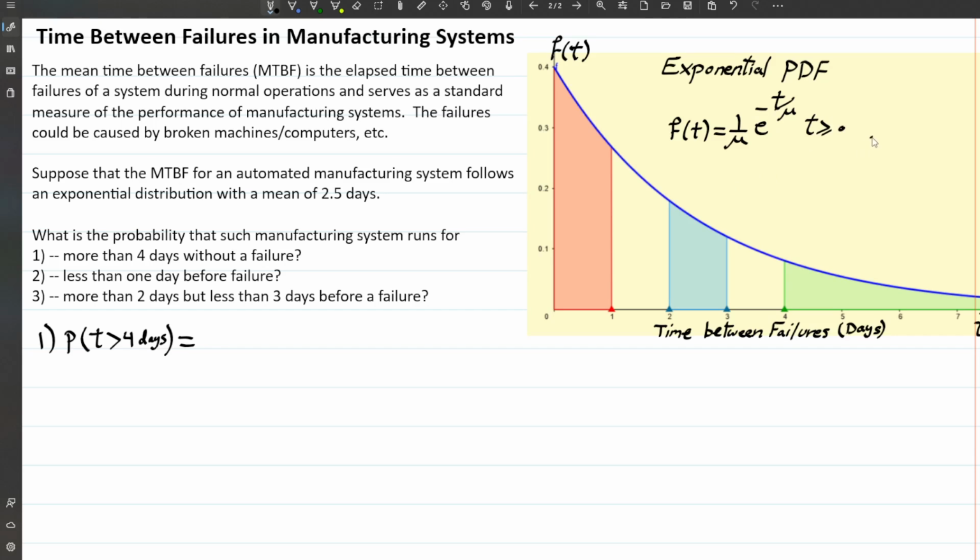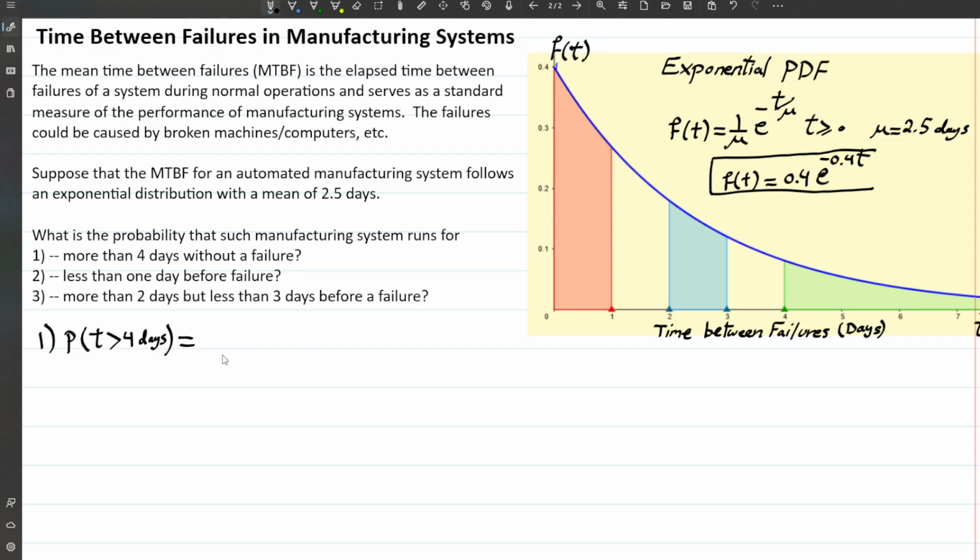Since mu is given to us as 2.5 days, we're going to apply it. Therefore, f of t becomes 1 over 2.5, which is 0.4 per day, the rate, and then e to the minus t over 2.5, which becomes e to the minus 0.4 t. So this is the probability density function that we need to deal with for this example.